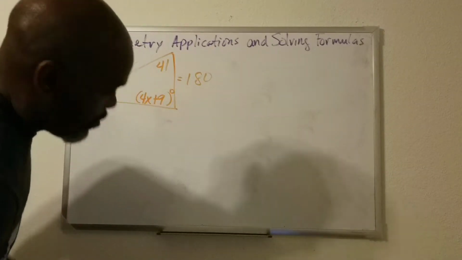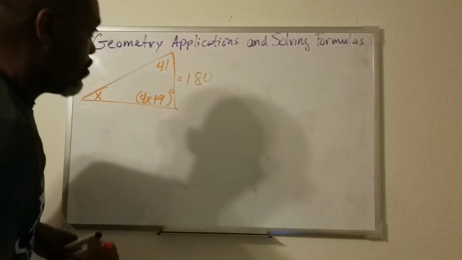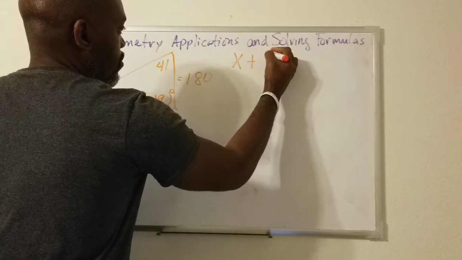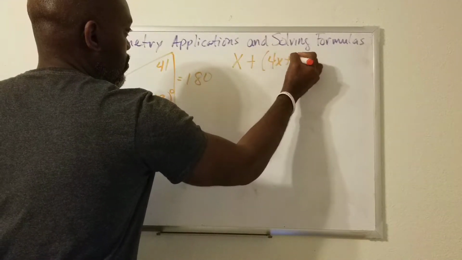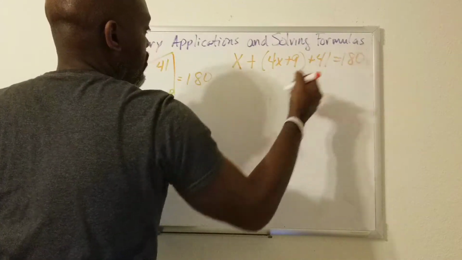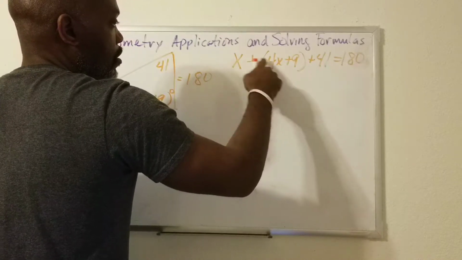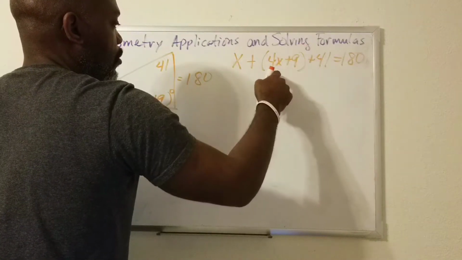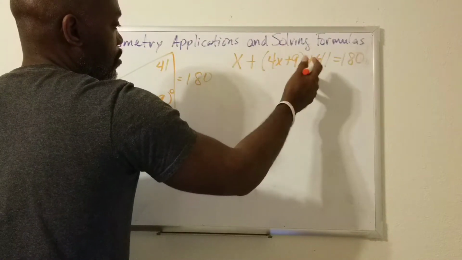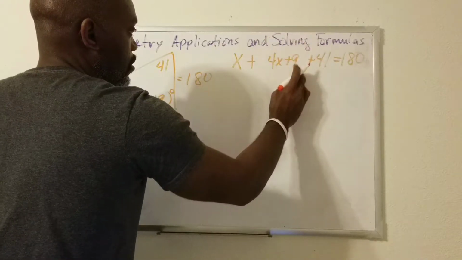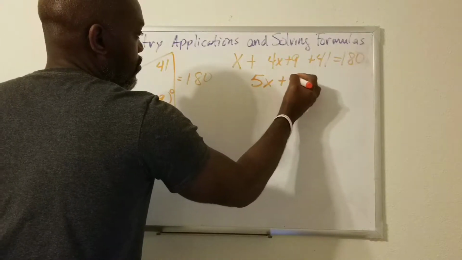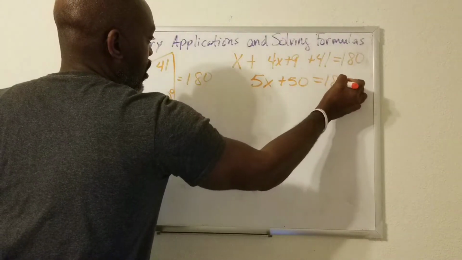I'm always talking about I don't have enough space, right? So maybe I should start over here. So I have x plus 4x plus 9 plus 41 equals 180. Solve in parentheses, nothing. Exponents, nothing. Multiplication, nothing. Adding or subtracting, so there's nothing to combine, so we can drop these and combine like terms. That's 5x plus 50 equals 180.